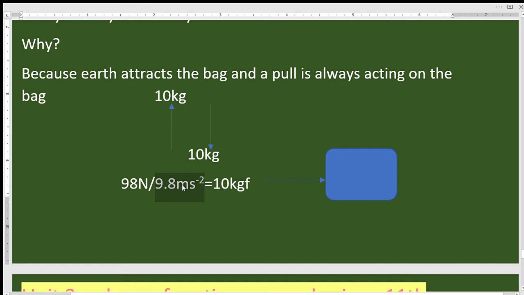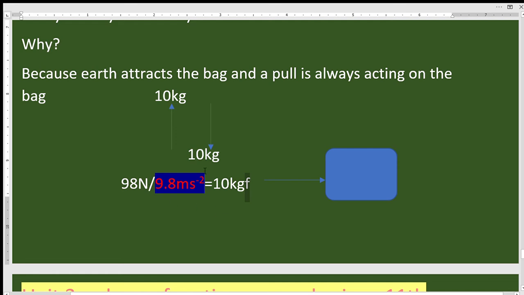So this value 10 kgf is actually a force, but you are telling 10 kg. 10 kg is mass, not a force. So you put an f with it, so it is force, 10 kgf. That means you have to multiply this 10 kg with 9.8 to get 98 newtons. I think it is clear now.